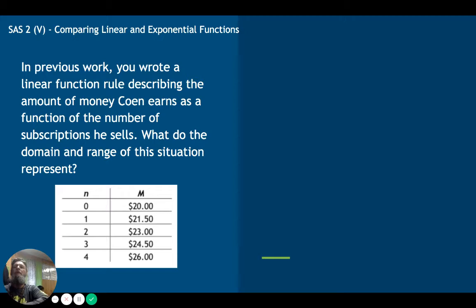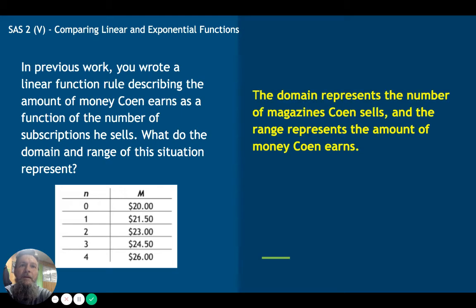Anyway, in previous work, you wrote the linear function rule describing the amount of money Cohen earns as a function of the number of subscriptions he sells. What do the domain and range of the situation represent? Let's take a look at that. The domain represents the number of magazines he sells, and the range represents the amount of money Cohen earns.